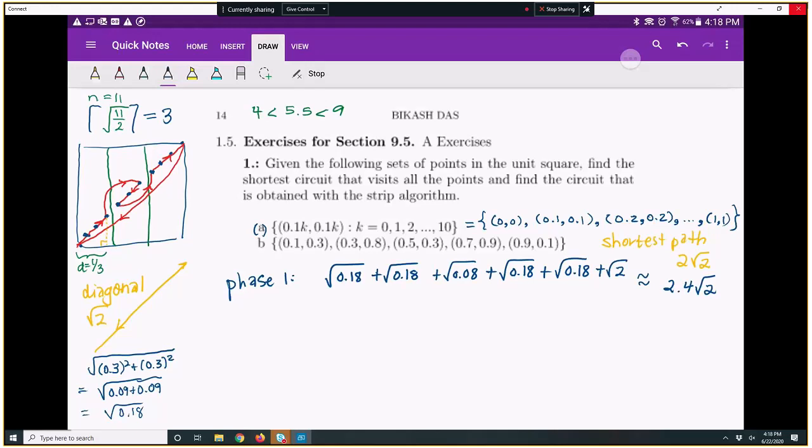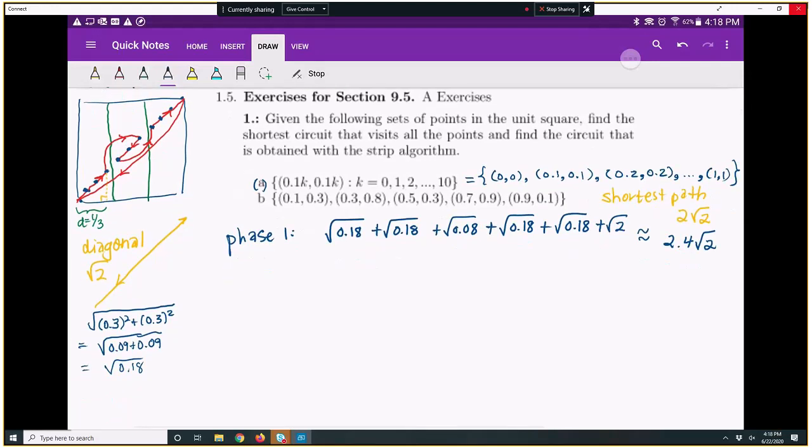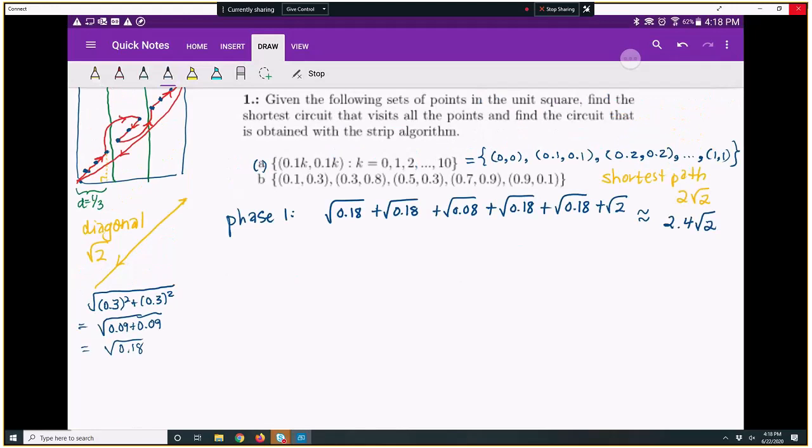And the reason for that essentially is that all of these lie on a straight line. So the strip algorithm here is not particularly effective. But let's go ahead and examine phase 2 of the algorithm.